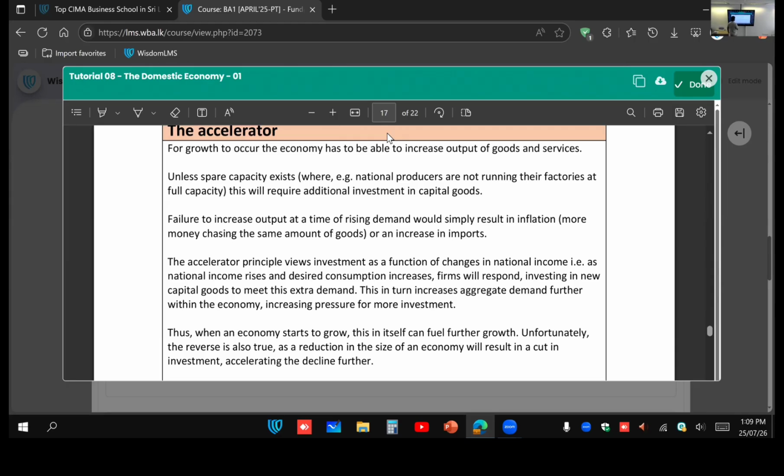The accelerator principle views investment as a function of changes in national income. So to add something, that price increase, what do we call it? Inflation. General increase in price level. So if the output remains the same and the demand increases, that will lead to inflation. Simply price increase. The accelerator principle views investment as a function of changes in national income. As national income rises and desired consumption increases, firms respond, investing in new capital goods. So that part is important.